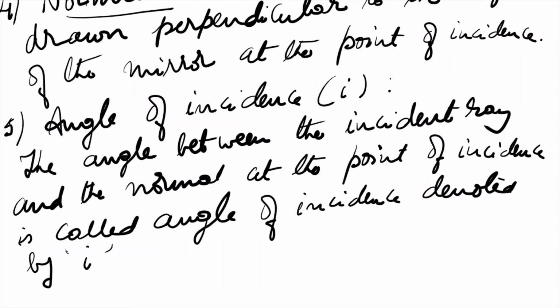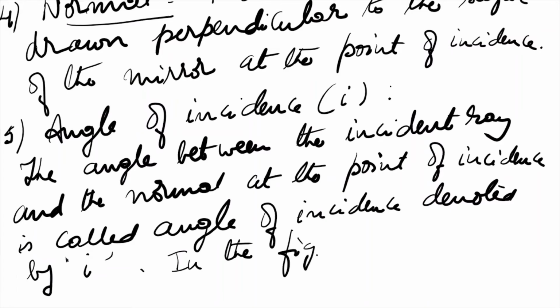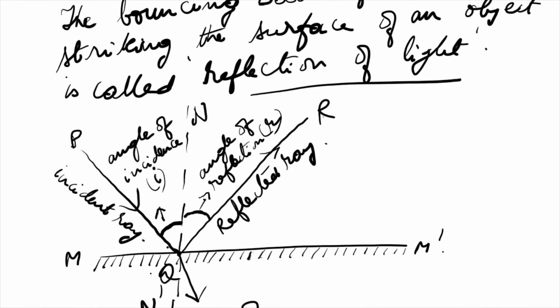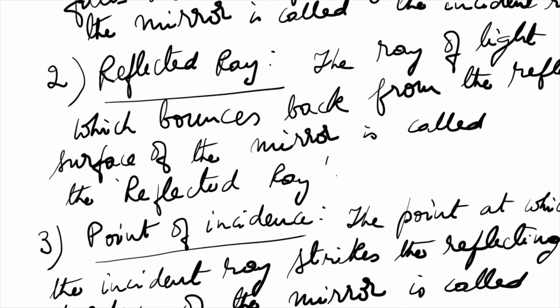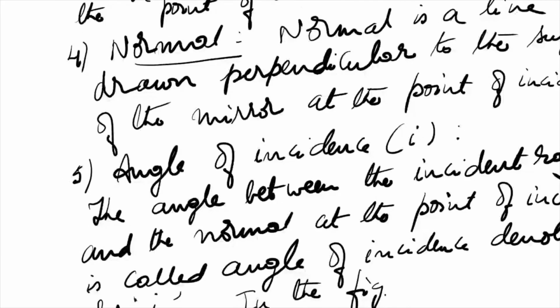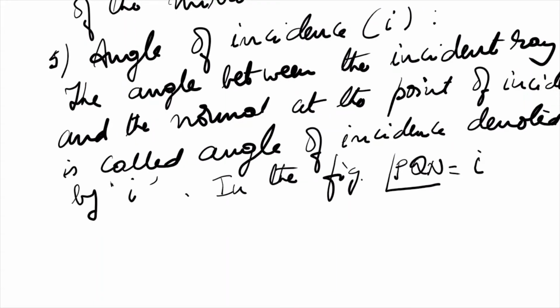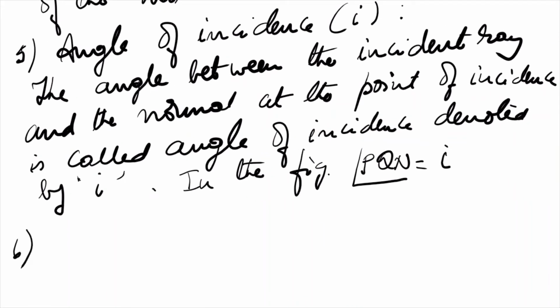Denoted by small i. Now in this figure, which is the angle of incidence? Angle of incidence is angle PQN. In the figure, angle PQN is i. Angle of incidence we have done.